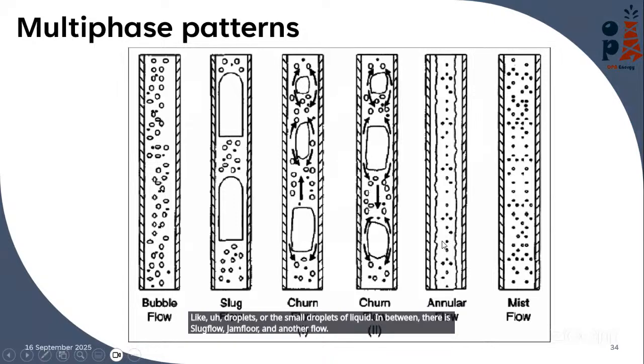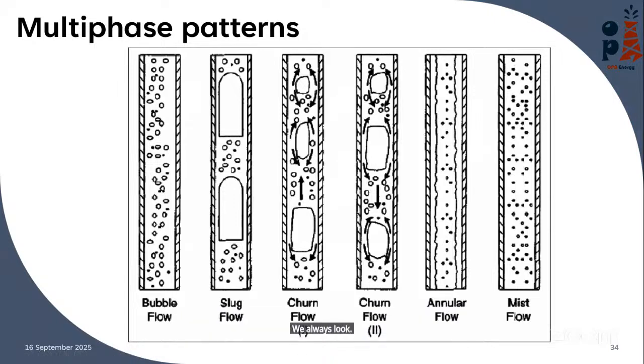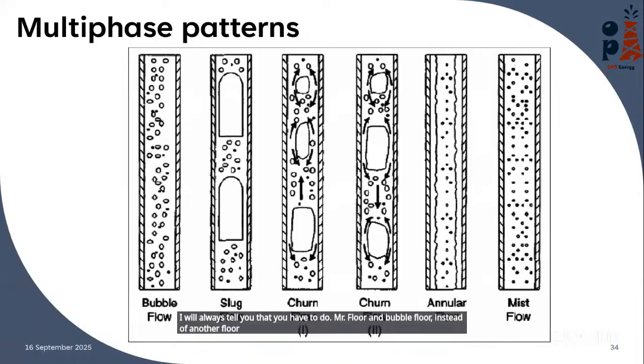We always look for one thing: if you can reduce to bubble flow and mist flow, you have to do it, because it not only decreases the pressure drop, it also saves your pipe. If there is someone in your field who is concerned about erosion, they will always tell you that you have to have mist flow and bubble flow instead of annular flow or slug flow. It's very damaging to the piping.